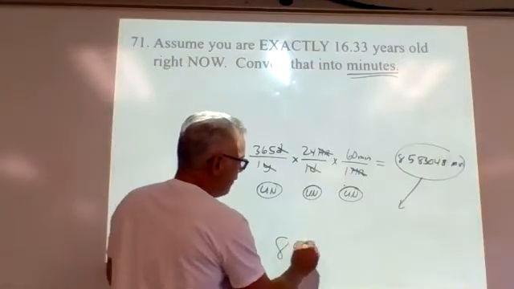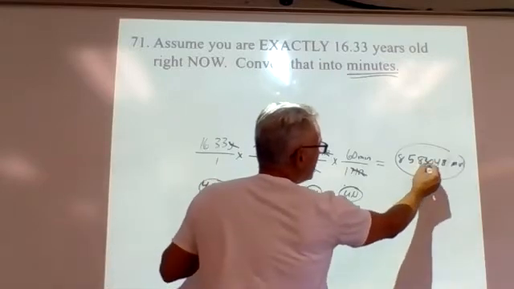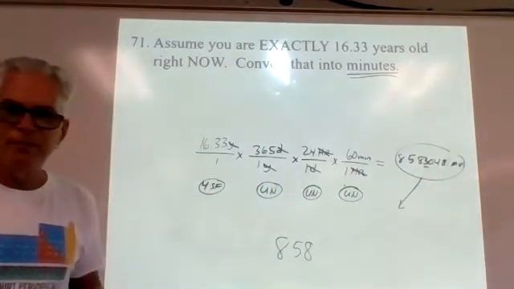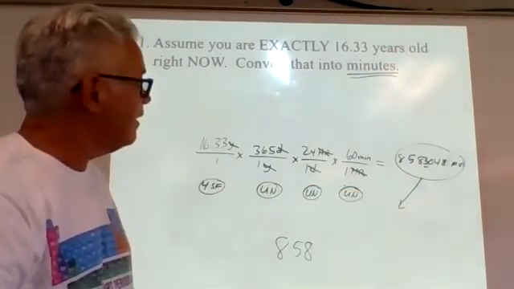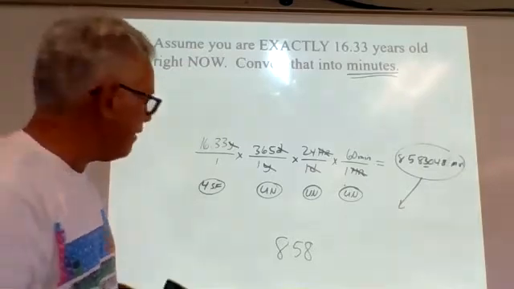8, 5, 8. And then we have to decide with this 3. Are we going to keep it or are we going to round it up? We have to look at the number past it. It's less than 5. It's a 0. So we're going to leave it. We're going to put in a 3.